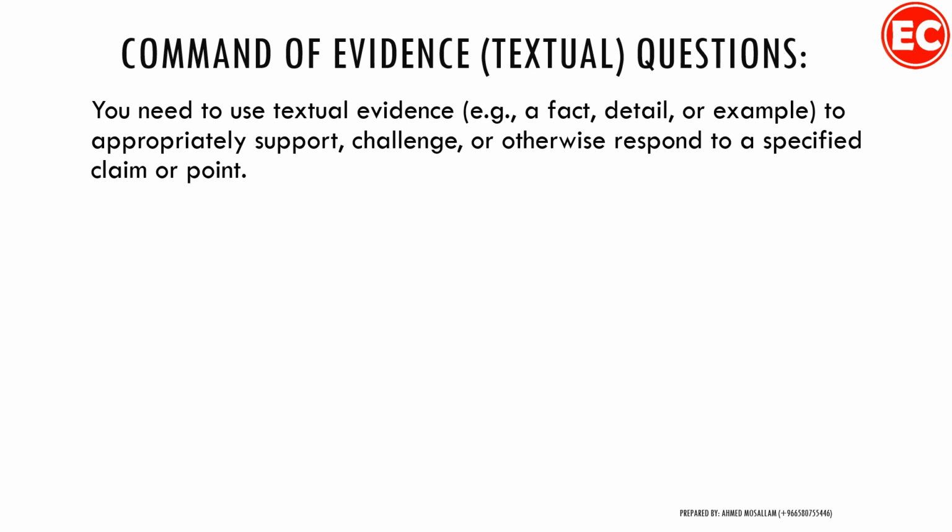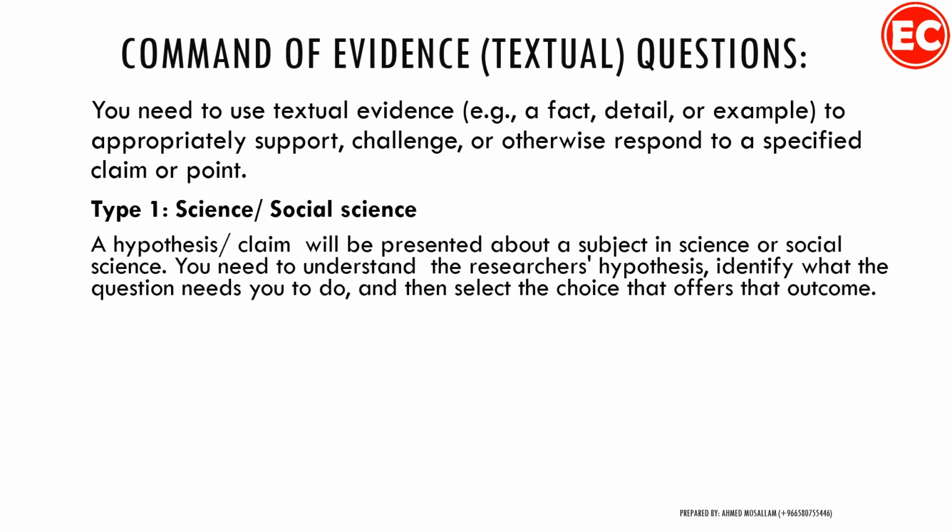In that scenario, you have two types of questions. One of them is science or social sciences, where a hypothesis or a claim is presented about the subject in science. You need to understand the researcher's hypothesis, identify it, and then see what the question asks from you, and select the choice that offers the outcome. It is very important to understand the hypothesis first.